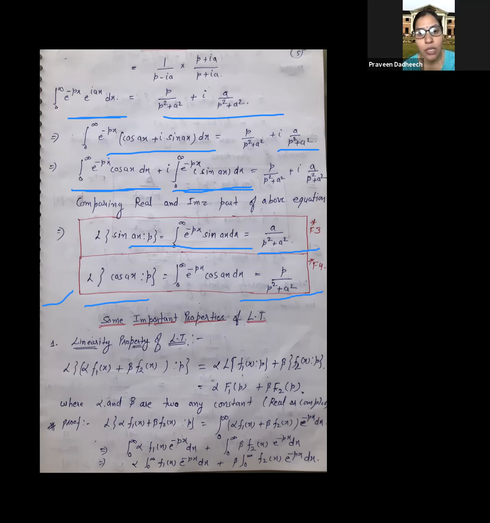Now we come to the Laplace transformation of sin ax, which is a over p square plus a square, and the Laplace transformation of cos ax, which is p over p square plus a square. These are formulas we have to remember. These are the basic formulas for applying the Laplace transformation in engineering mathematics. So we have to remember these basic formulas. These are the most important formulas.